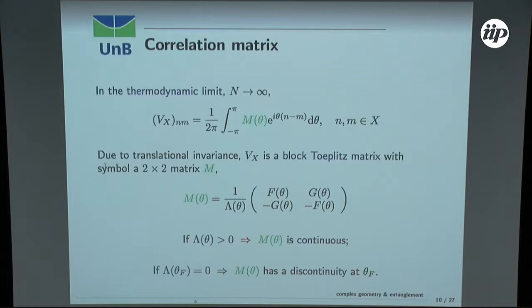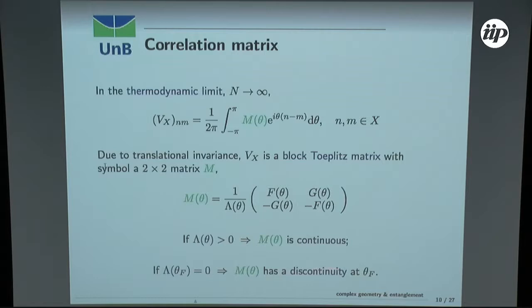Now, I have to consider two cases. First case, when the system is gapped, so the lambda of theta is strictly greater than zero, this m of theta will be continuous. And when the system is critical, then a Fermi momentum appears, so m of theta has some discontinuities.